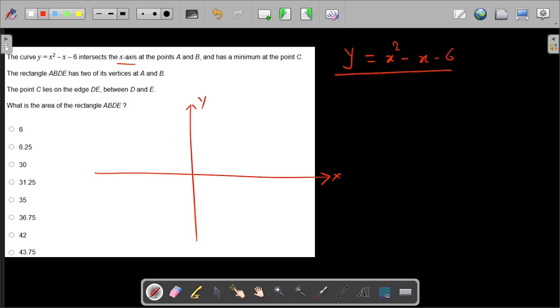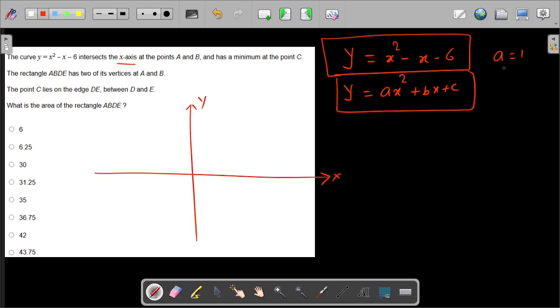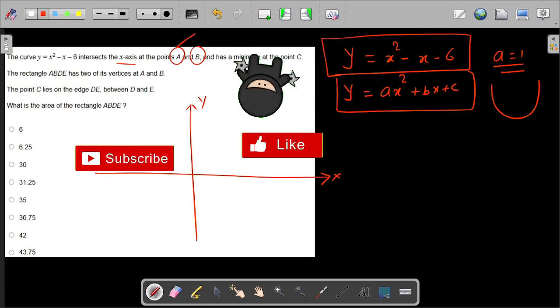This is a quadratic equation in which the coefficient of x square, that is a, is positive. Right now here a is 1. I am comparing with my standard equation, y equals ax square plus bx plus c. So here my a is 1, and since this is positive, my curve should be upward concave like this. And you know the x-intercepts are roots as well. So the x-intercepts are A and B. So basically this is talking about the roots of this equation.